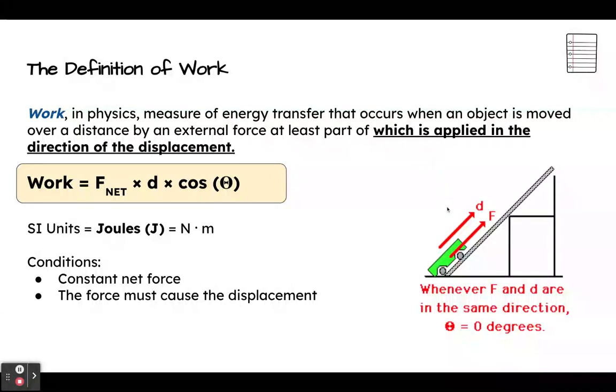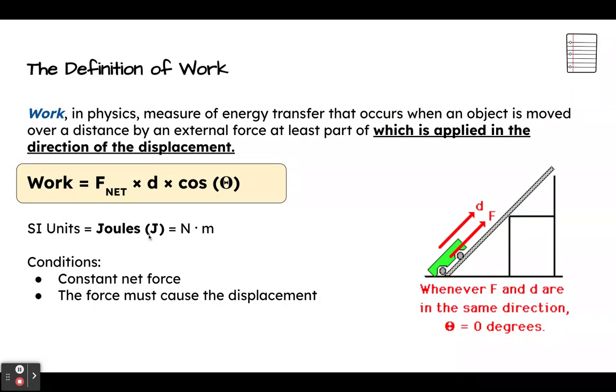One of the pictures that I like to show is this one right here, where the force is causing this cart to go up a ramp. And notice that the force and the displacement are in the same direction. And so the angle between the force and the displacement is 0 degrees, and the cosine of zero would just be one. So all in all, the work equation in this class is for the most part going to be force times displacement, and you can ignore the cosine theta part.